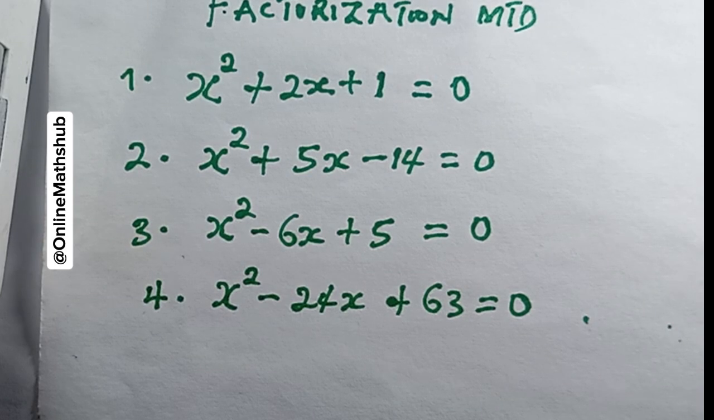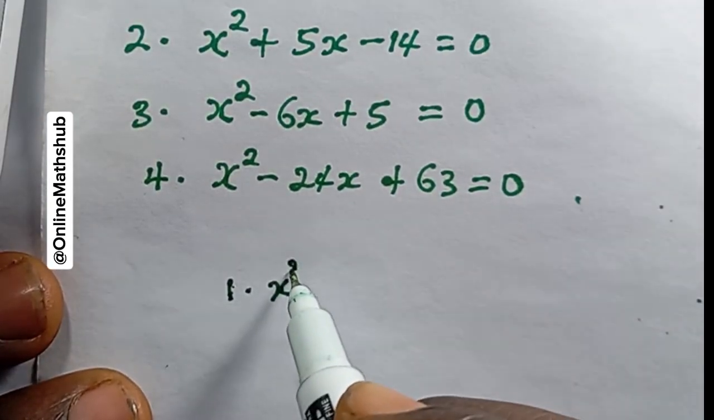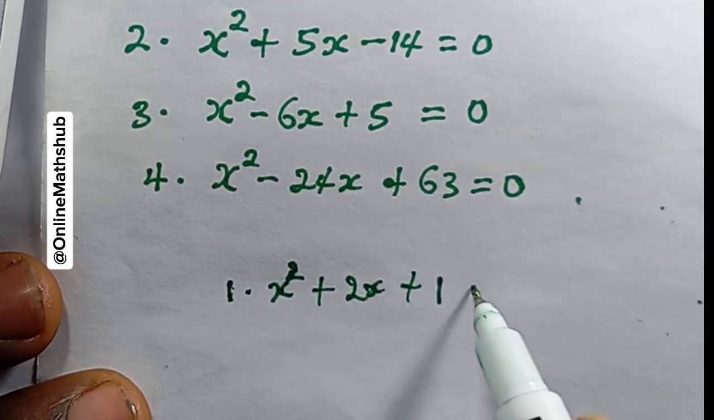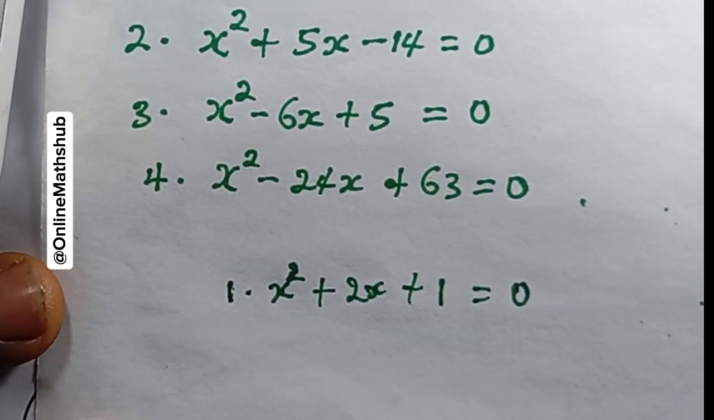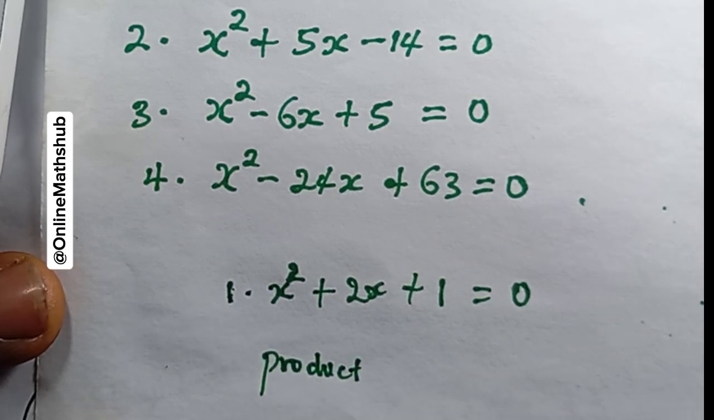And of course, it is very simple. Just follow through. I'm going to show you how to go about it. Whenever you have a quadratic equation, take for instance, let's solve the first one, that is x squared plus 2x plus 1 is equal to 0. Now there are basically three things you need to find out. First is the product, the second is the sum, and then you also need the factors.